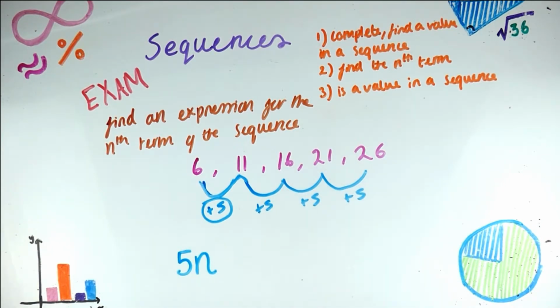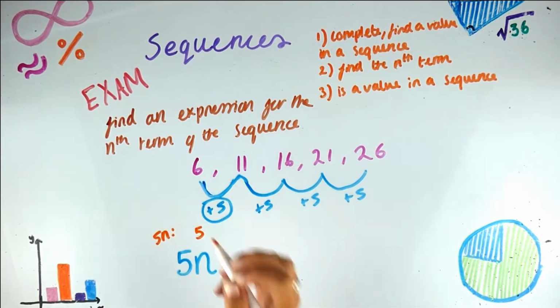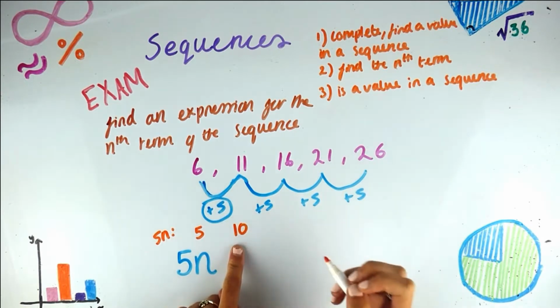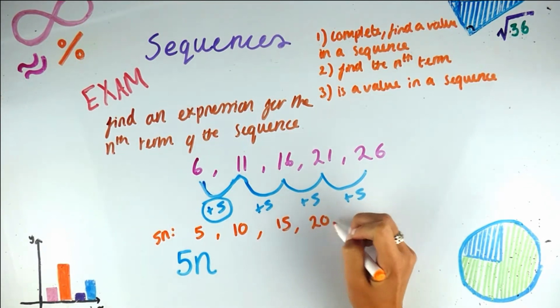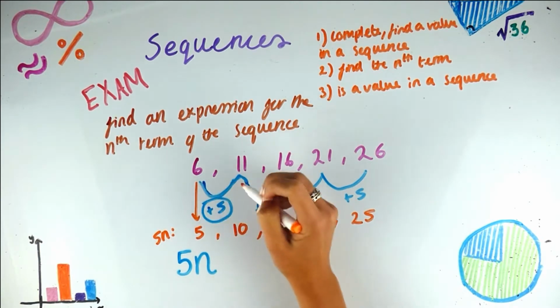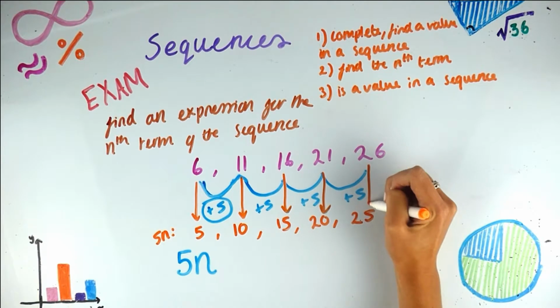However, we are not done, because if we did our 5 times table underneath, as if it was just 5n, this is what 5n would look like. You'd start at 5, so n is 1, 5 times 1 is 5, then n is 2, you'd have 10, 5 times 2, 5 times 3 would be 15, 20, 25. So as we can see, if we just left our answer as this, these numbers should be the same. But this isn't the sequence we have, they're not the same.